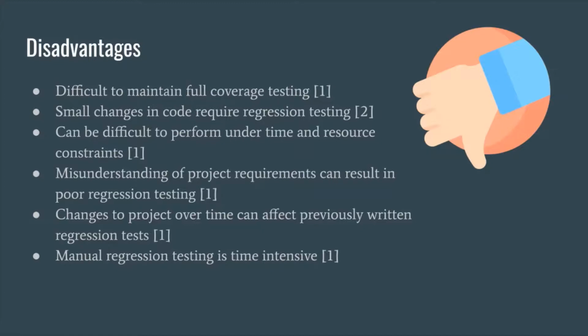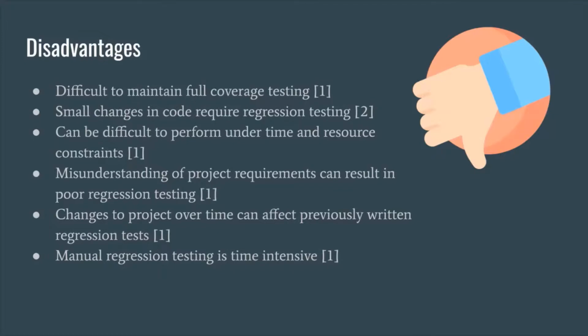The second point is small changes in code require regression testing. These tests need to be run to assure that new functionality does not have a negative impact on existing functionality. The third point directly relates to points 1 and 2, and that is it can be difficult to perform under time and resource constraints. This is because of the quantity of tests and the frequency with which they need to be run.